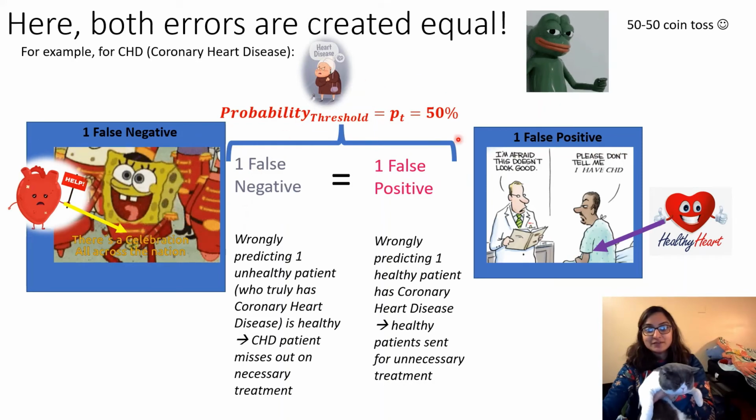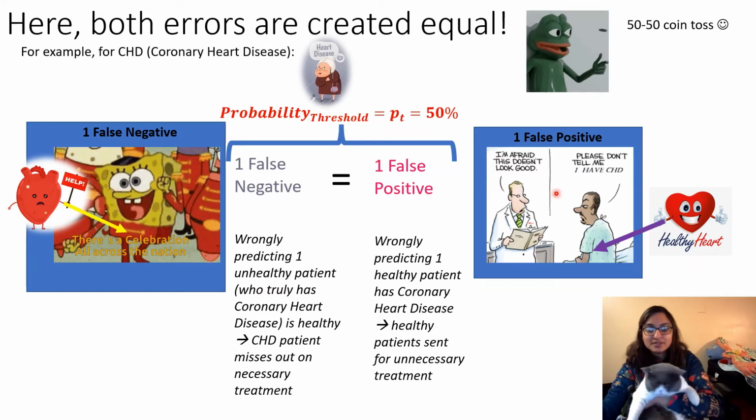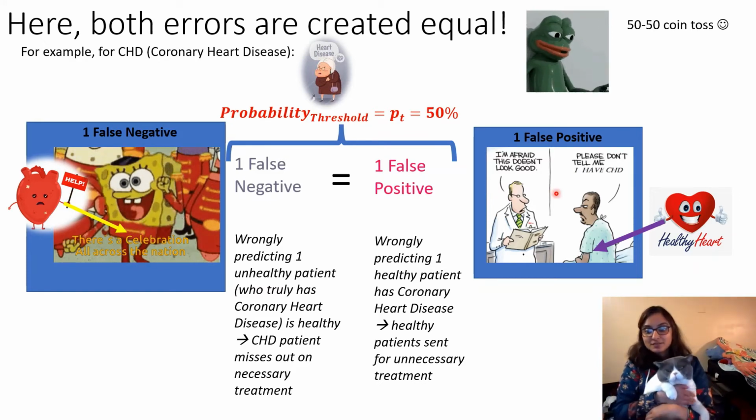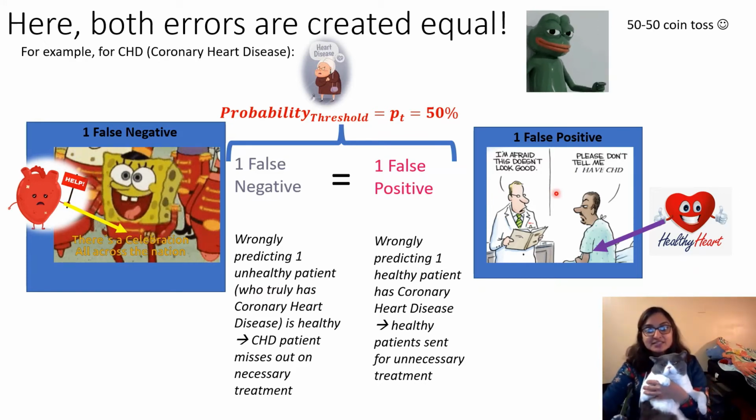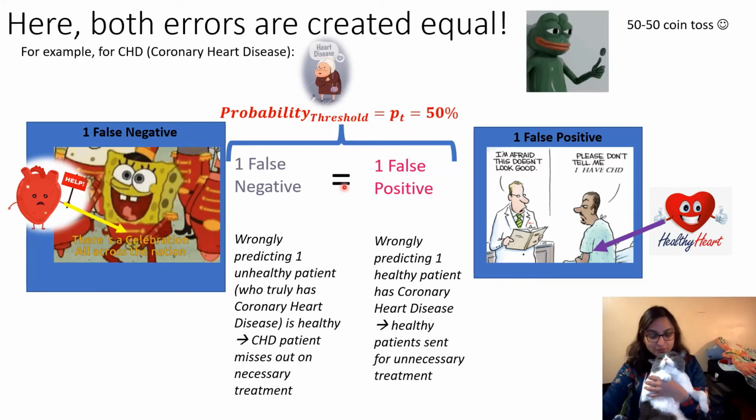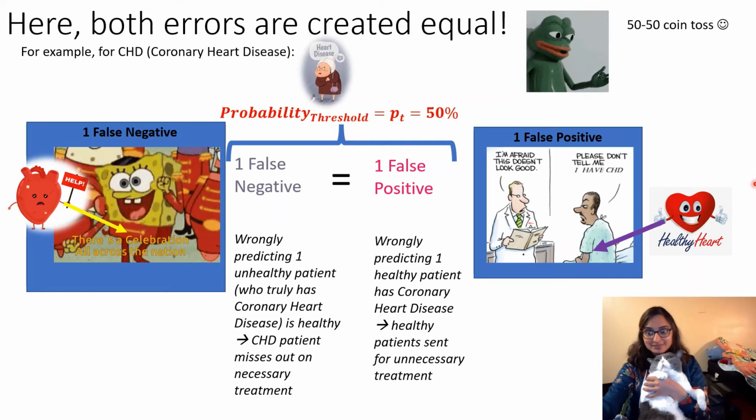When 1 false negative equals 1 false positive, we have no preference. We just want to minimize both errors. And in any case, we do want to minimize false positives and false negatives. It's just which type of error is worse to us. That's what we're trying to determine from these probability thresholds.